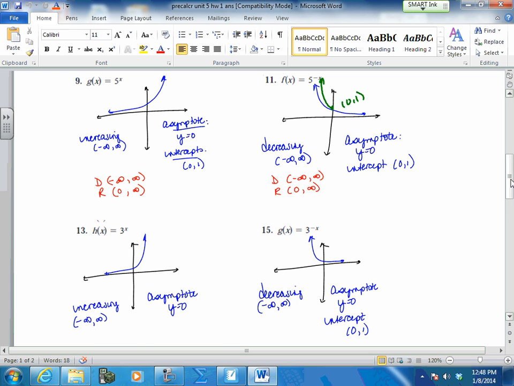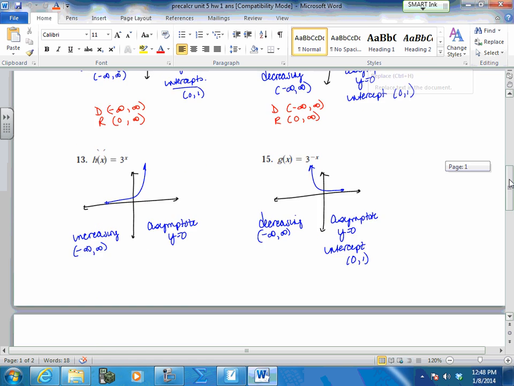These are reflections. Remember, if the negative is next to the x, you work your finger from positive x to negative x. Where's your reflection? Y-axis. If the negative is over here, it's not next to the x, it's next to the y. You work your finger from positive to negative. Where's your reflection? X-axis. Easiest way to remember your reflections.